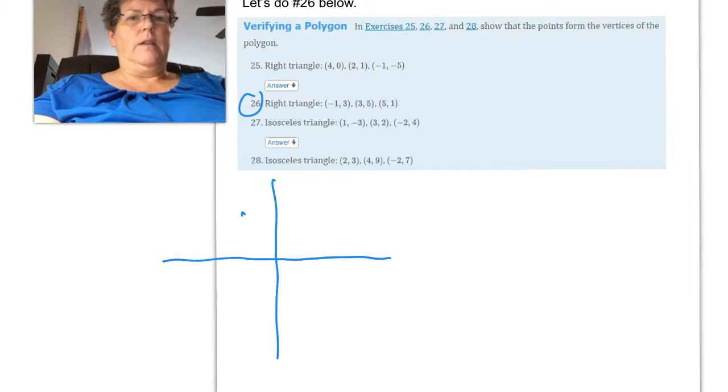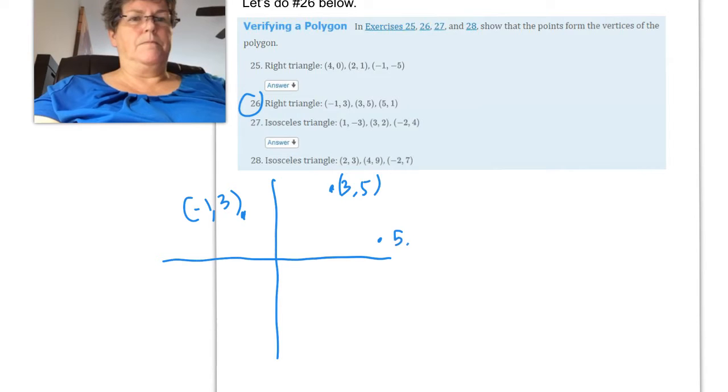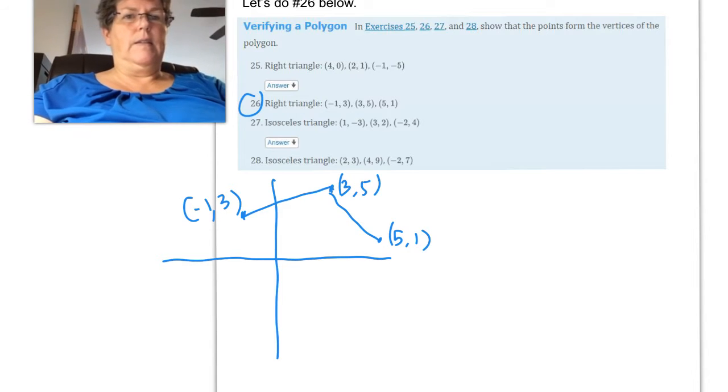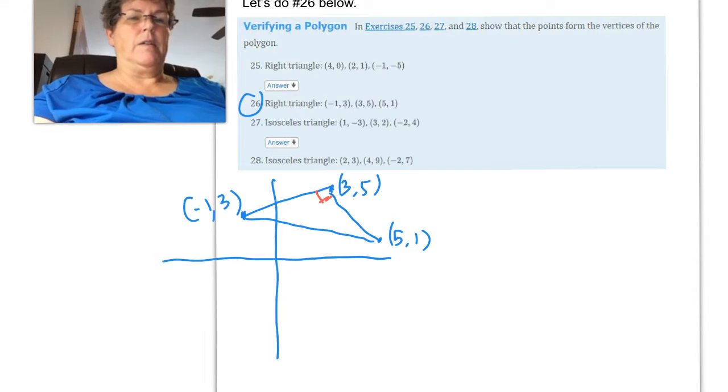Let's give it a little look. Let's do a quick sketch. As a good problem solver, we'll draw a graph. 3, 5, and 5, 1. So if I form this triangle with these three vertices, I'm writing on my iPad, it's a bit sloppy here. Looks like I have a right triangle. Well, let's see if these three legs form a right triangle.